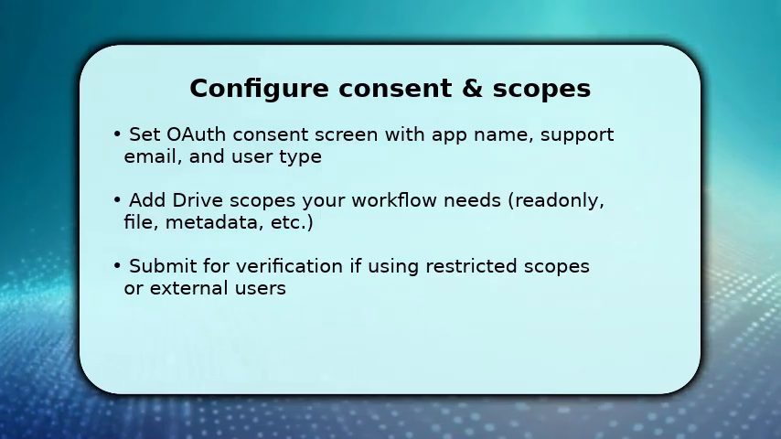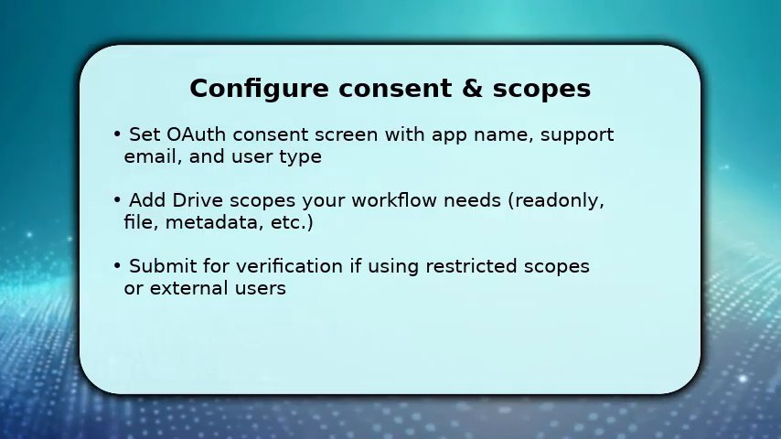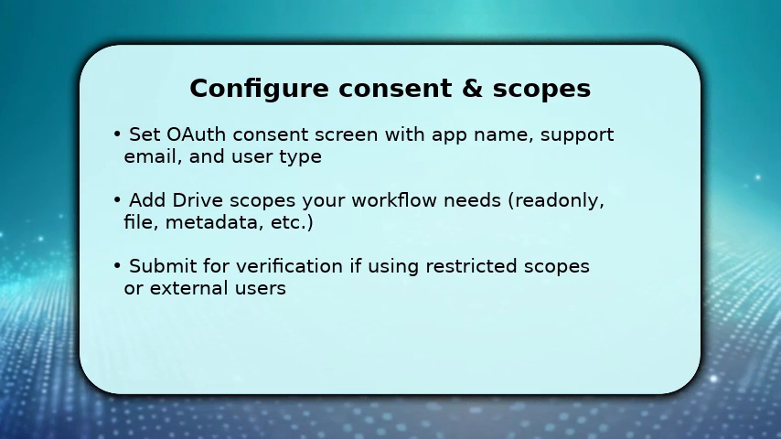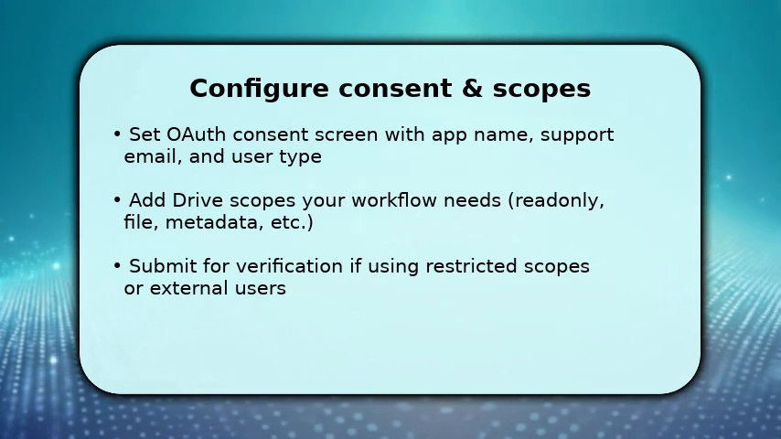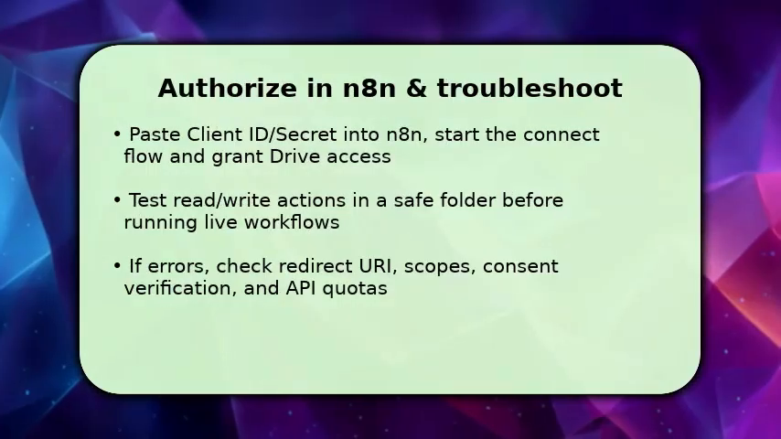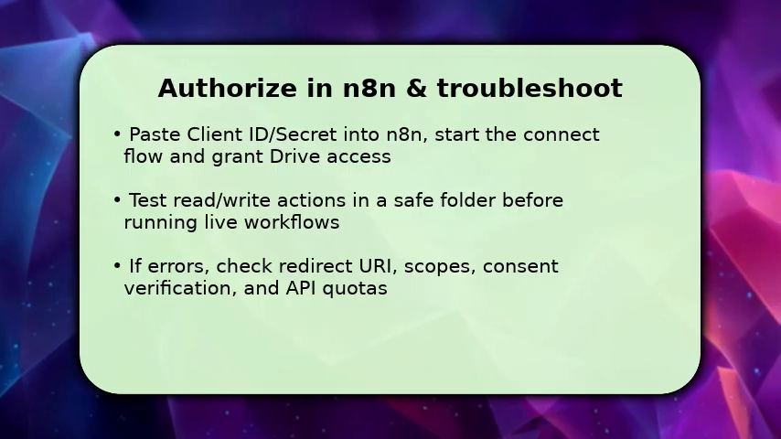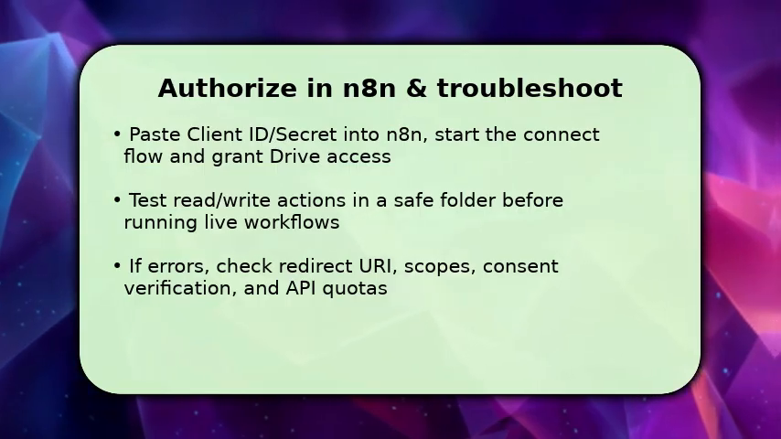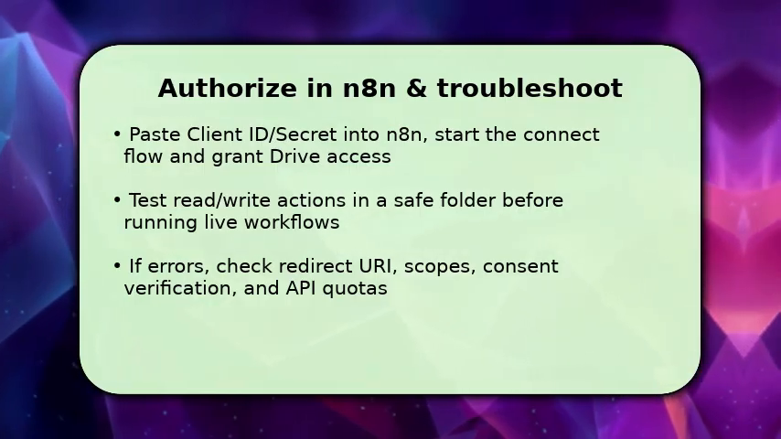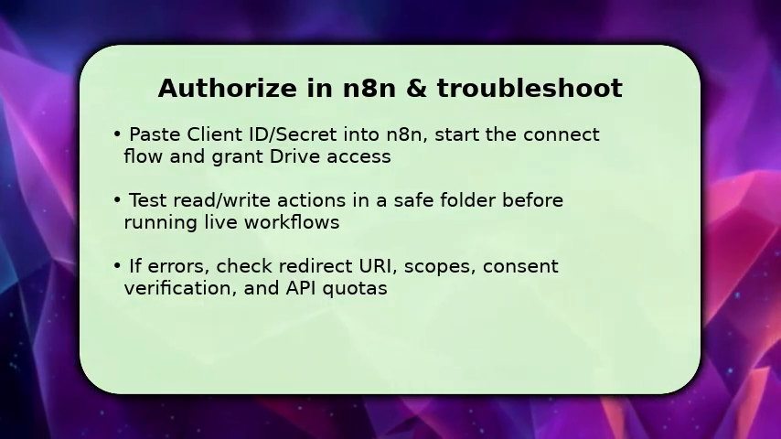accounts. Once the consent screen is saved, copy the OAuth credentials into n8n's Google Drive credential form to initiate the first authorization. In n8n, open Google Drive credentials, paste the client ID and secret, then click Connect to launch Google's authorization. You will sign in and explicitly grant the requested Drive scopes. Once permitted, n8n stores the token and you can test file actions in a test folder.